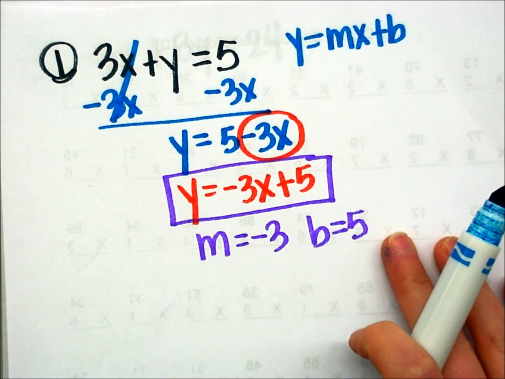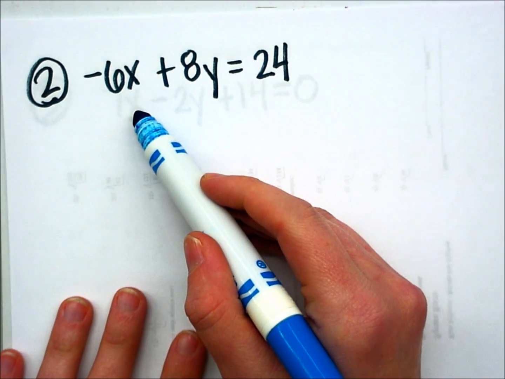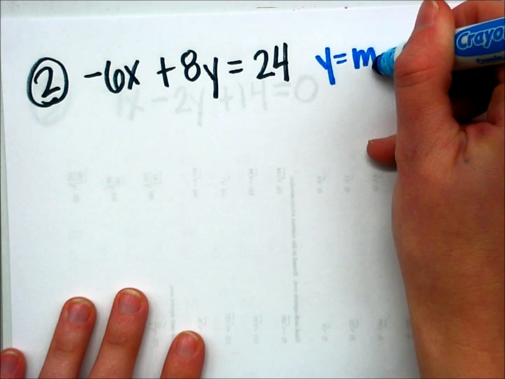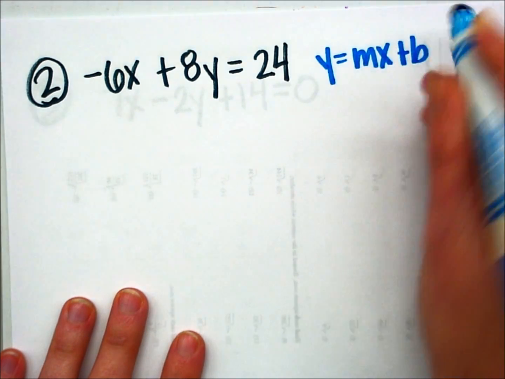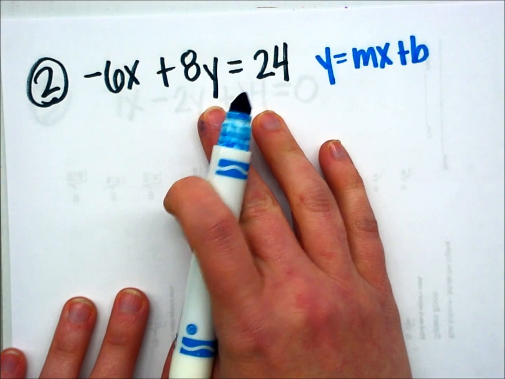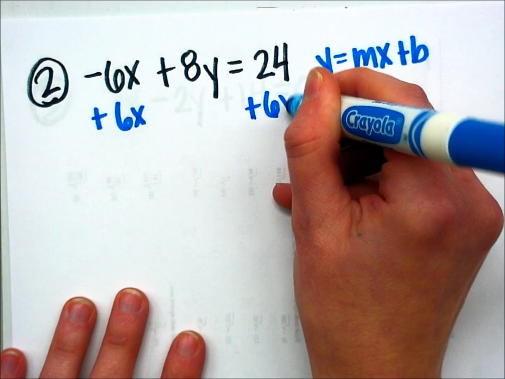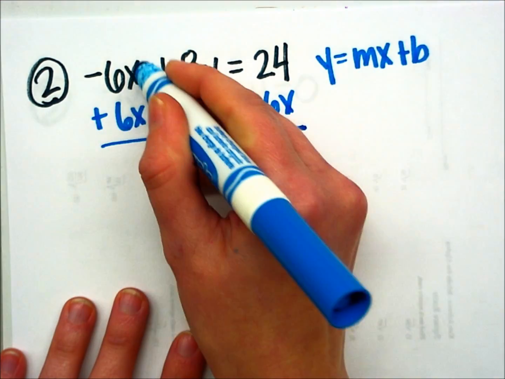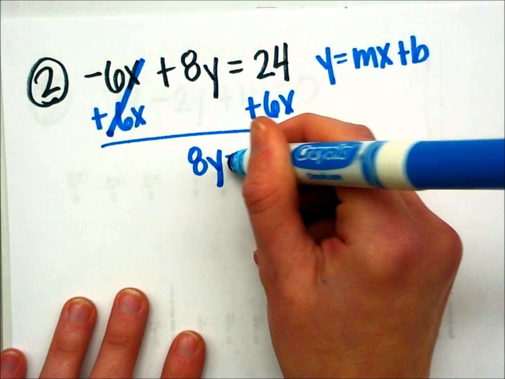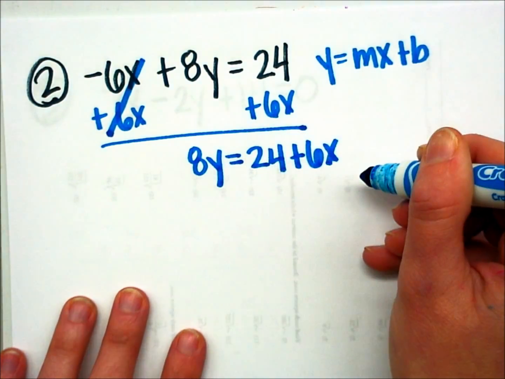Let's do another problem. This time we have negative 6x plus 8y equals 24. Start off by writing your slope-intercept form at the top: y equals mx plus b. To get y alone here, I need to start off by adding 6x to both sides. Negative 6x plus 6x is 0. That leaves me with 8y equals 24 plus 6x.